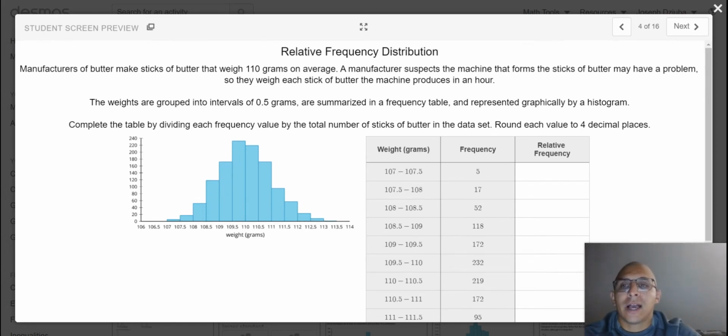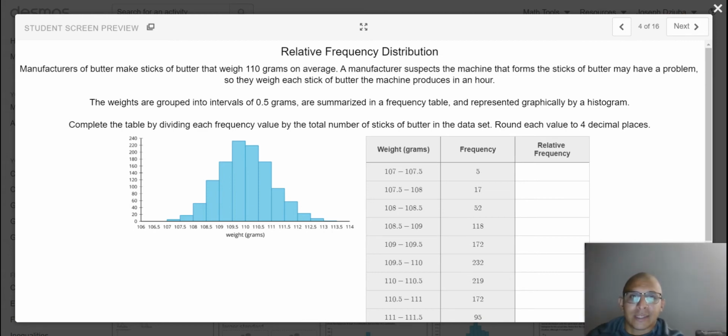So here we have a manufacturer of butter that makes sticks of butter that weigh 110 grams on average. The manufacturer suspects the machine that forms the sticks of butter may have a problem, so they weigh each stick of butter the machine produces in an hour. The weights are grouped into intervals of 0.5 grams and are summarized in a frequency table and represented graphically by the histogram.